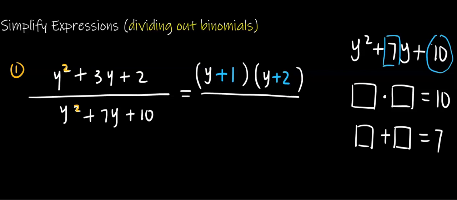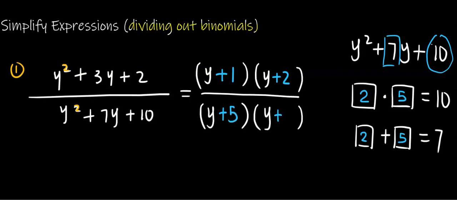Pause this video, see if you can find it. Alright, how about 2 times 5 is 10, and 2 plus 5 is 7. Once again, we open and close two sets of parentheses, write down your variable, and the two numbers we found, positive 5 and positive 2. Everything looks good. Now we can divide out these binomials, because y is a monomial and 2 is a monomial, put together they form a binomial. We're going to divide it out.